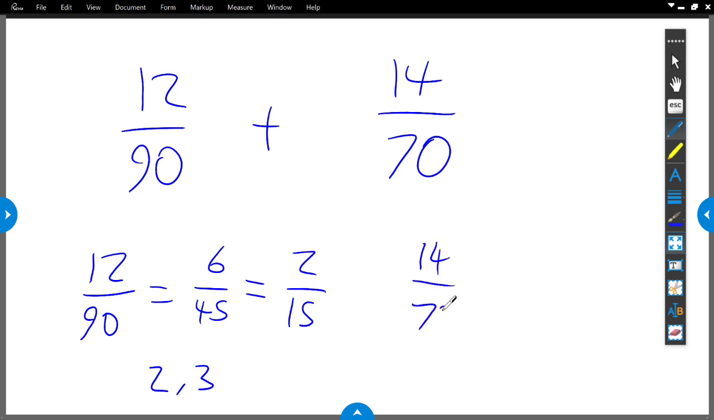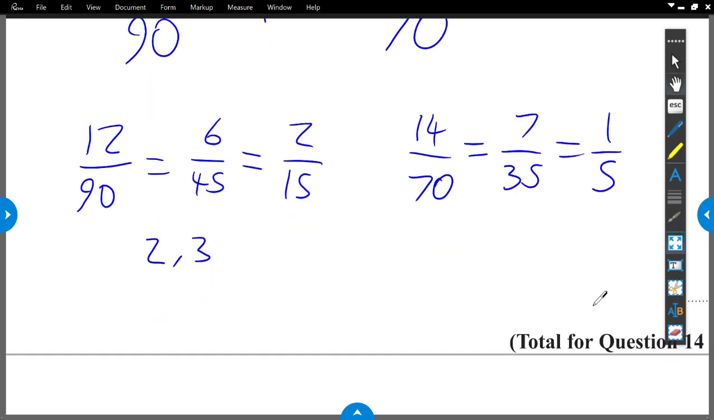Then 14 over 70, we can do a similar technique. Divide by 2, 7 over 35. 7's prime, so we know that only 7's going to go into there. 7 into 35 does go. That gives us a fifth. So we're actually doing the calculation of 2/15 and a fifth.